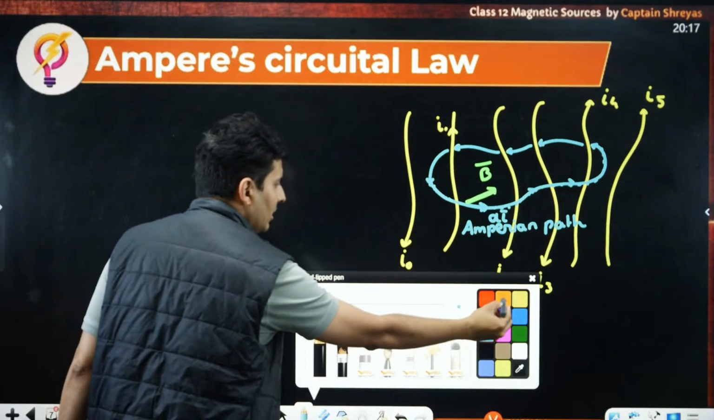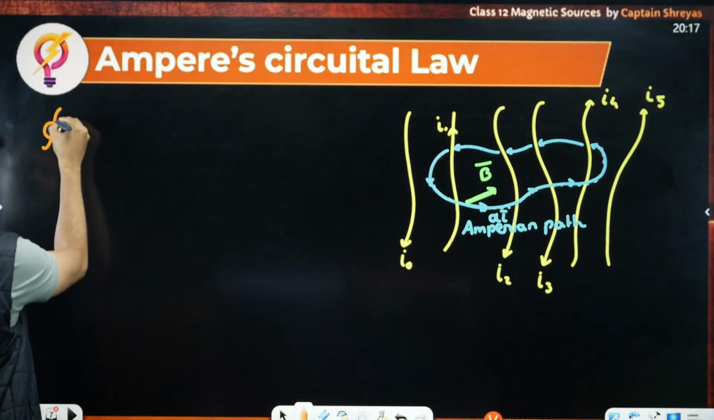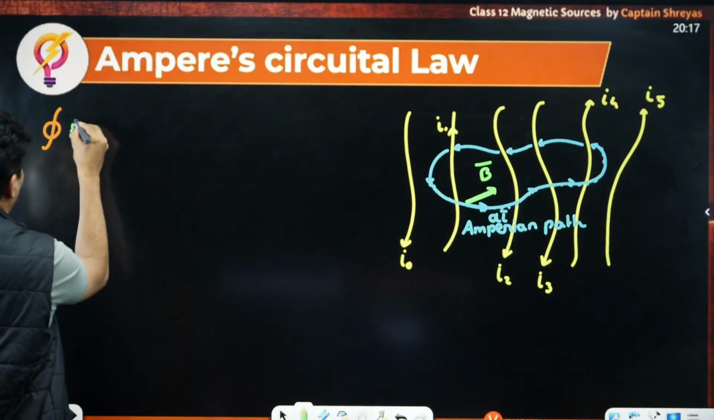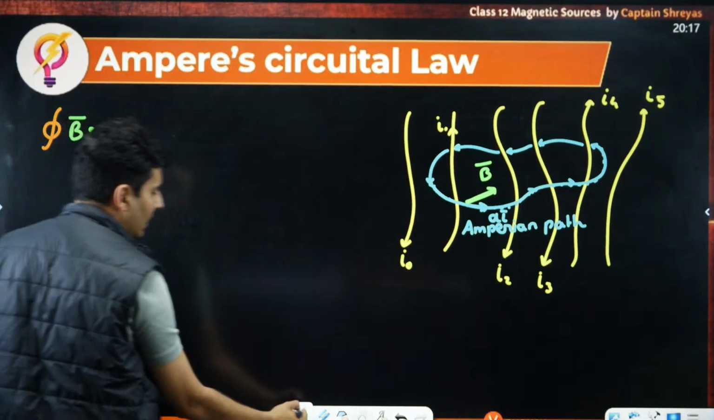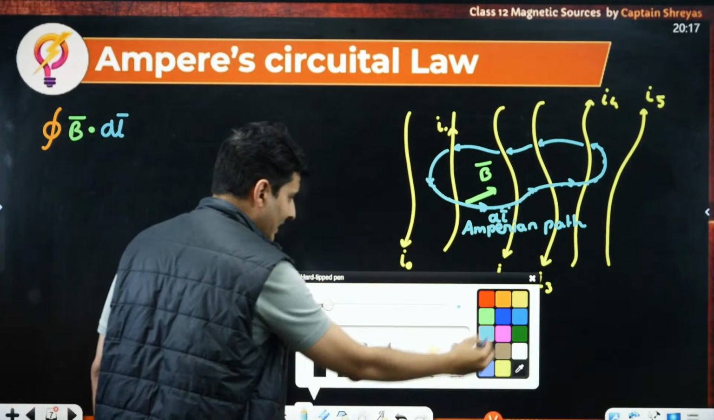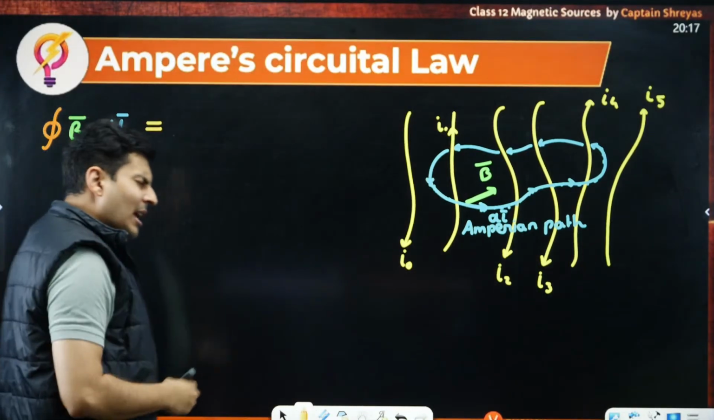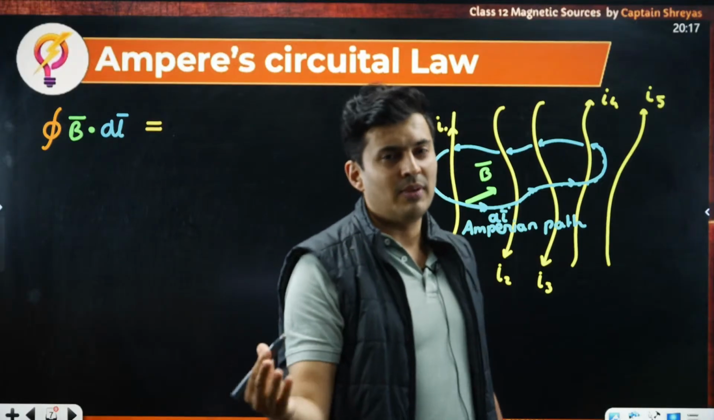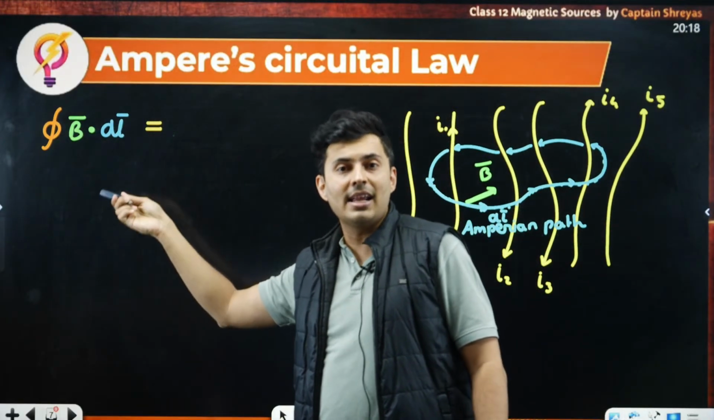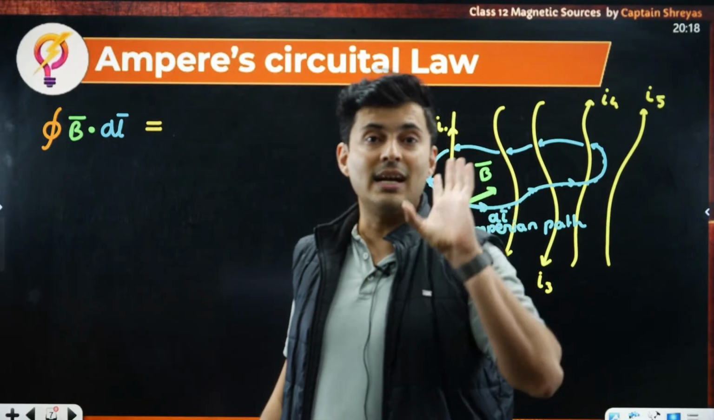So if I take the closed integral of that particular magnetic field with respect to the distance that I am traveling, compare the answer with Gauss law, and you will find a lot of similarity. In Gauss law, the integration of field with area gave you what? Yes, the charge inside by epsilon.